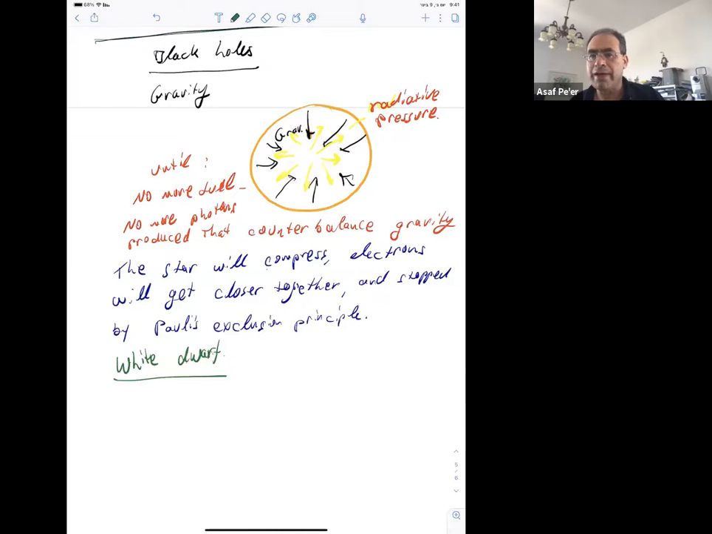But if a star is more massive than roughly 1.5 solar masses, then the effect of gravity is going to be even stronger. And then the Pauli exclusion principle for the electrons will not be enough to stop the star from collapsing. Then what will happen?